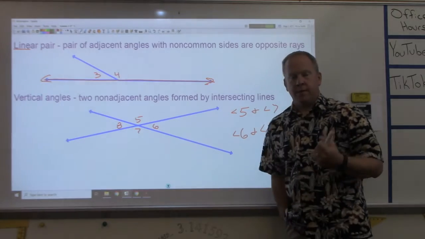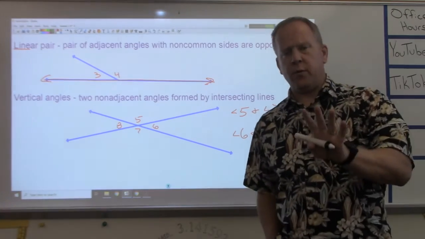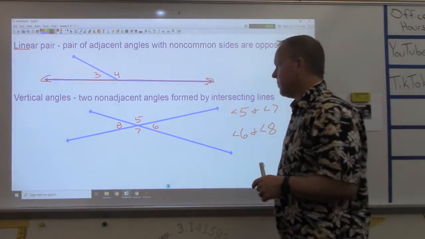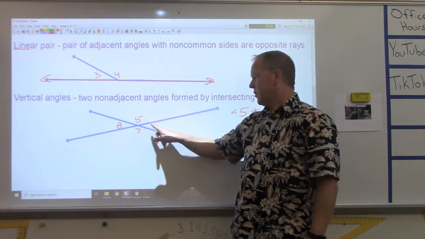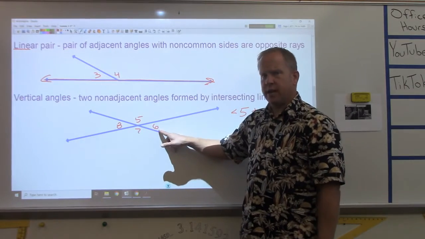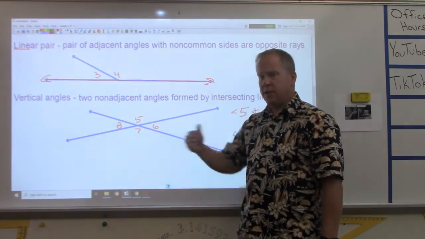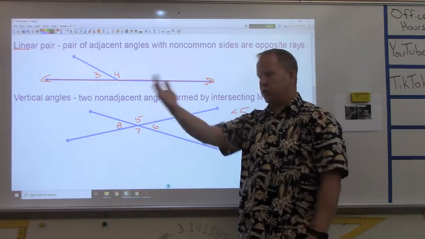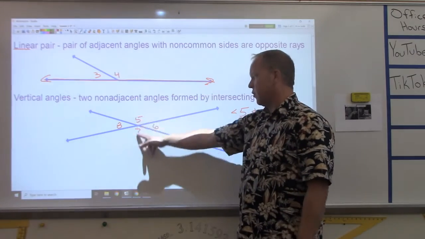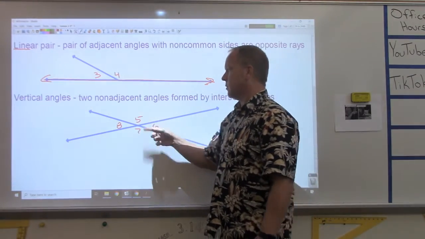Okay? If you're sitting at a lunch table and there's 4 of you at the table, if you're sitting here, this friend is adjacent to you. He's right next to you. 7, the friend sitting across the table from you, he's sitting vertically. He's vertically straight across from you. So those are vertical angles. They're right across from one another.